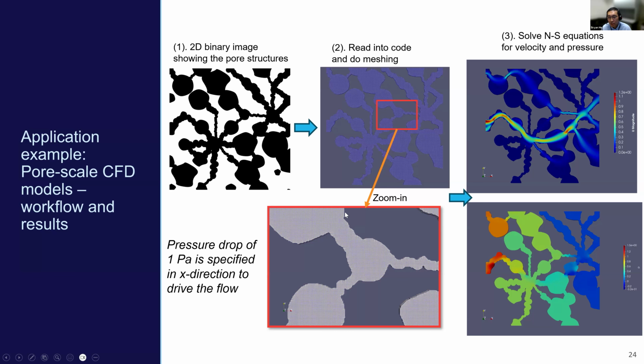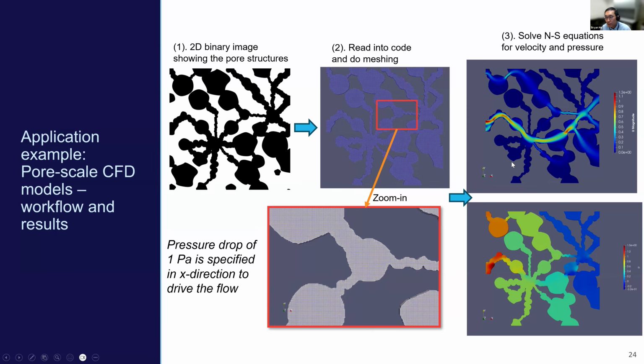So here is a zoom in part showing the mesh of the actual computational domain. The grid resolution is about 10 micron, so it's a very small grid resolution. And then I let the code solve the Navier-Stokes equation to obtain the velocity and the pressure field at the pore level. So at each pore, you can see very distinguished velocity and pressure distributions.